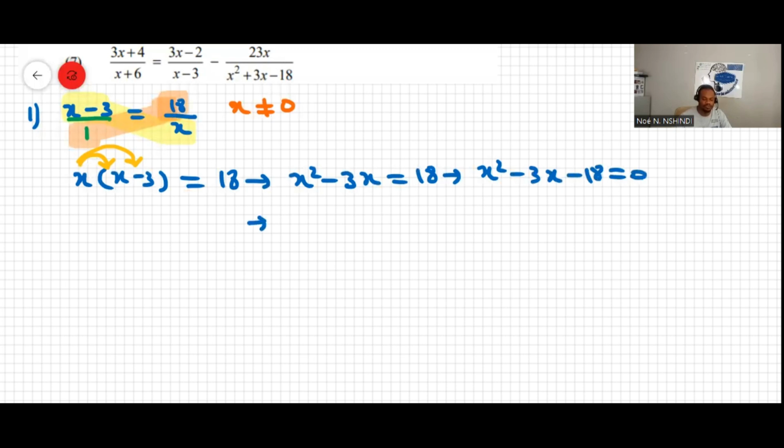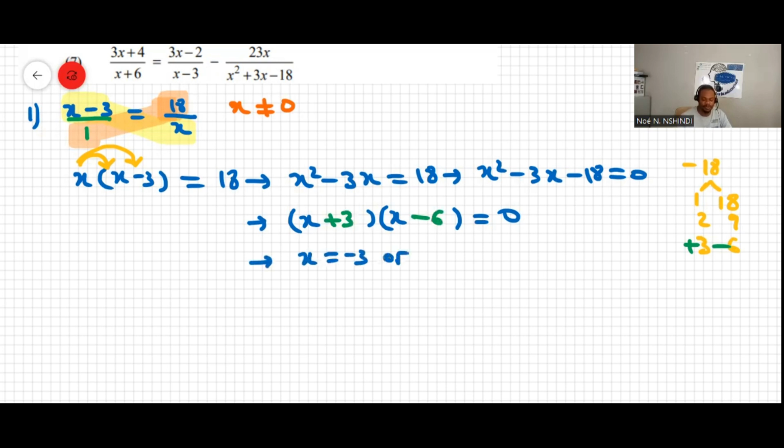Now let's solve this by factorization, because we have a quadratic trinomial there. The factors of 18 are 1 and 18, 2 and 9, 3 and 6. So now the couple that can make negative 3 are 3 and 6. So we can do positive 3 and negative 6. So over here, it means that x equals negative 3 or x equals 6.